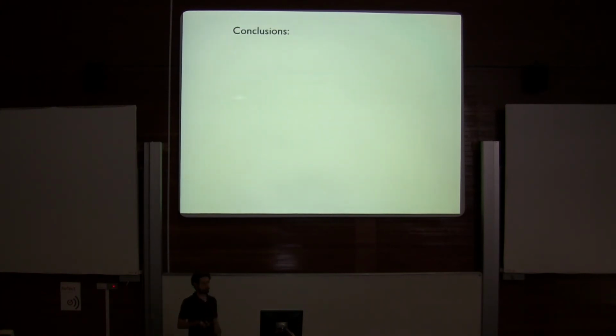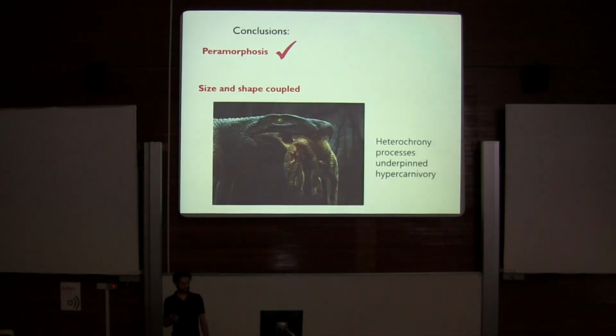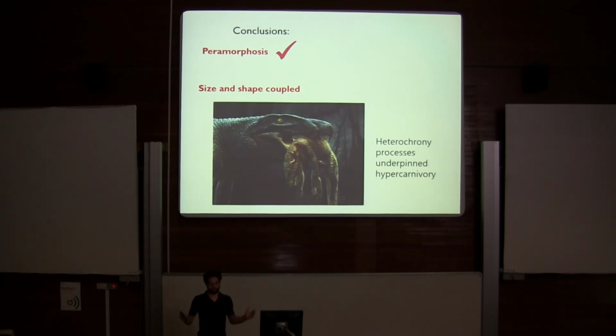And finally, just to conclude, the first takeaway message that we had is that paramorphosis is present in the evolution of baurusuchids. Second, we can say that size and shape are coupled in this process. And because of this link between size and shape, we can say that heterochrony had an important role in the emergence of hypercarnivory in baurusuchids, because if we think about it, at the same time that these animals got bigger, we also had the emergence of this very peculiar cranial morphology.